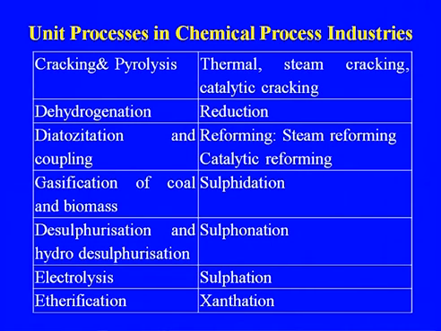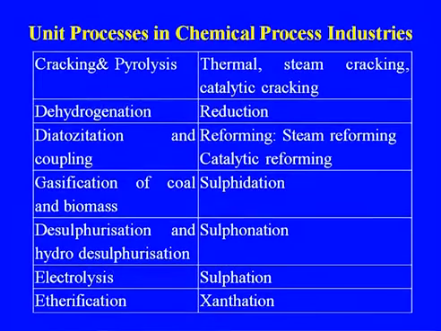Electrolysis is very important in the case of caustic chlorine manufacture. Etherification we are using at various stages in the chemical process industry. Thermal and steam cracking, catalytic cracking, because this is how the evolution has taken place in the cracking process. Earlier it was only thermal cracking, then thermal cracking moved to catalytic cracking, just to improve the economy of the process, reduce the temperature, and have better quality of the product.